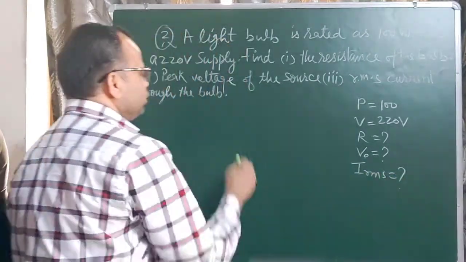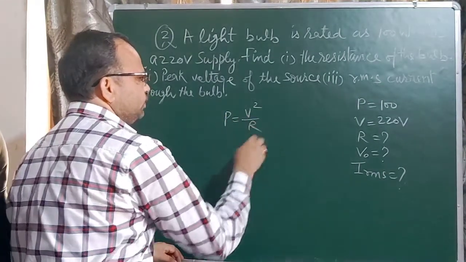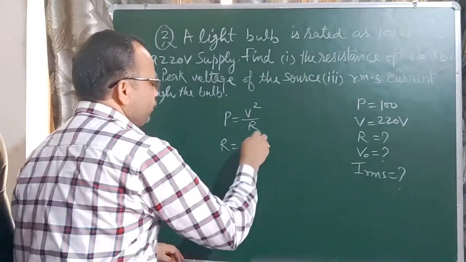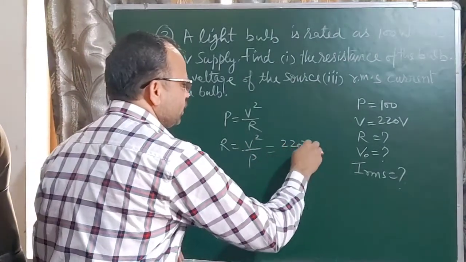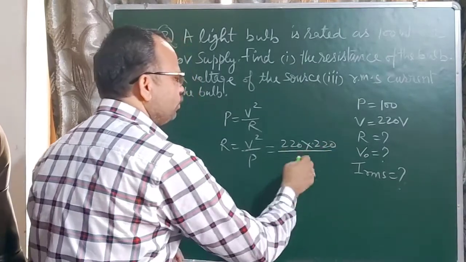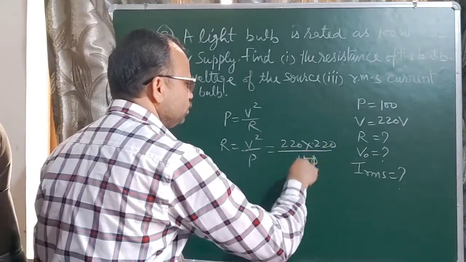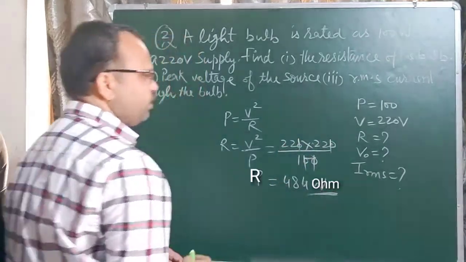Right? So as we know that P equal to V square upon R. So R equal to V square upon P. Now put the value of V, 220 into 220, upon value of P, which is 100. So 0 cancels. 22 times 22 means 484.